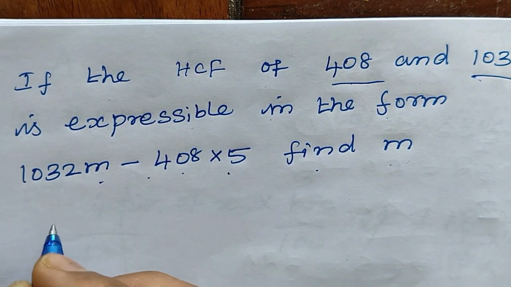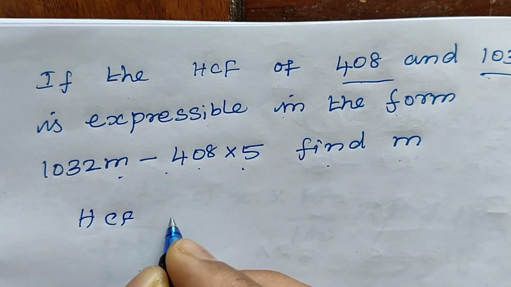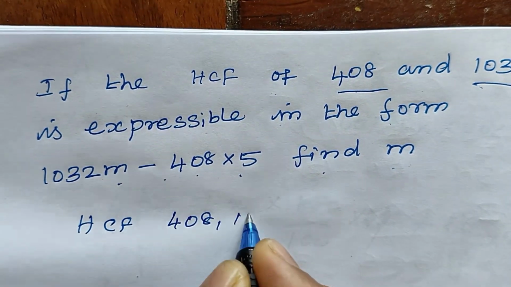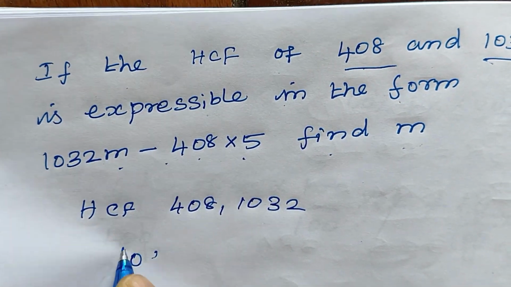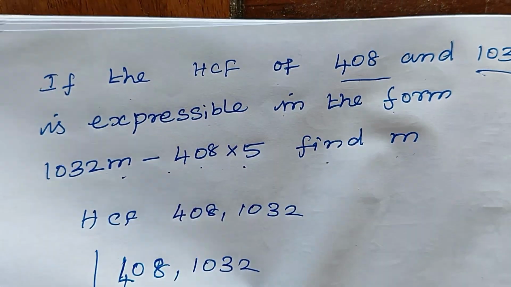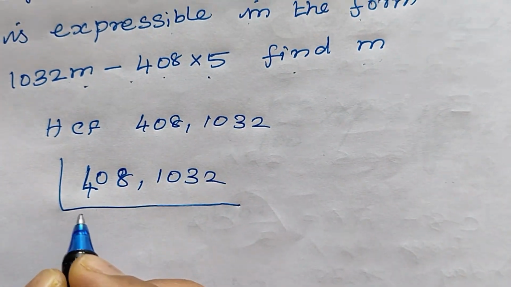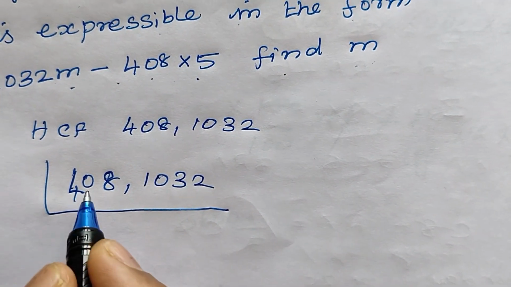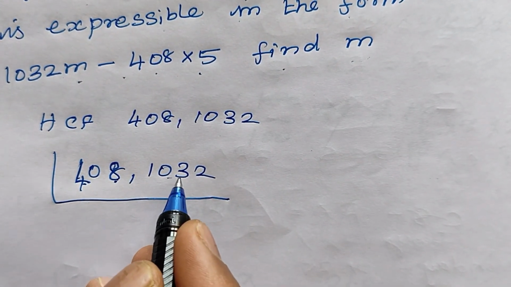So to find the HCF of 408 and 1032, here 408 and 1032. Both numbers are divisible by 4. Otherwise you have to start from the smallest number. So here it is 4 plus 8, 12. So it is divisible by 4.